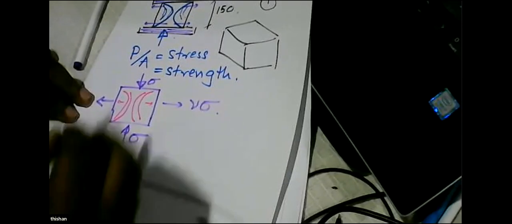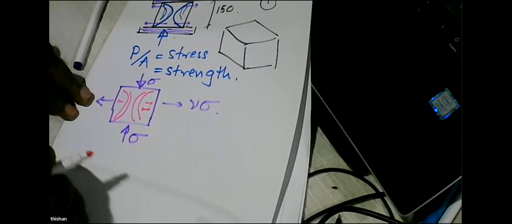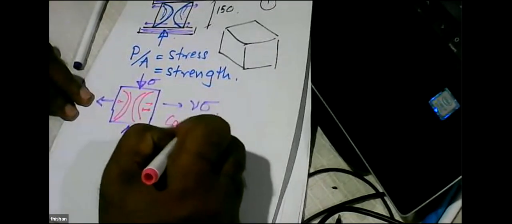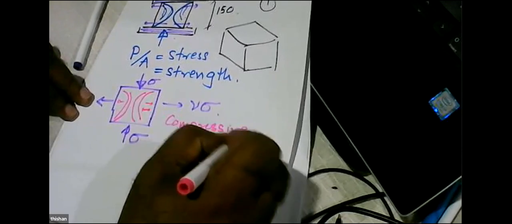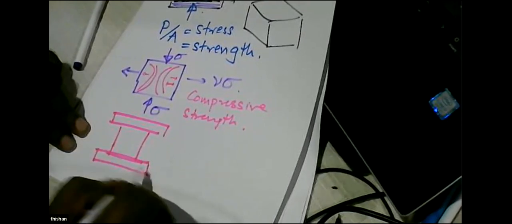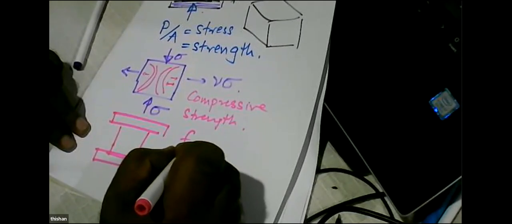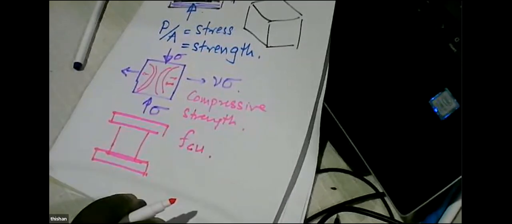Although it crushes in compression, it is due to the tensile stresses developed in the lateral direction that the final destruction occurs. And we call it the compressive strength. So if you test a cube, due to this confinement offered by the platens of the machine, we get a strength FCU, which we call the cube strength.